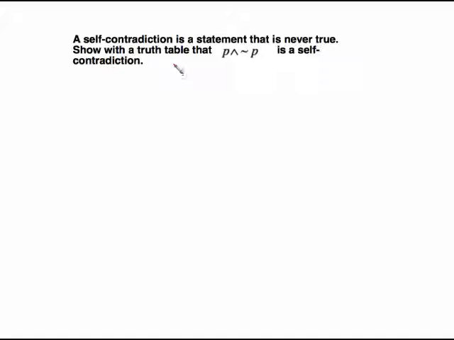There is something called a self-contradiction, and that's a statement that is never true. That means the last column would have all falses in it. So this says, show with the truth table that P and not P is a self-contradiction. So of course I need P, and we know P is true, false. Not P has to flip-flop this. This goes to false, this goes to true.